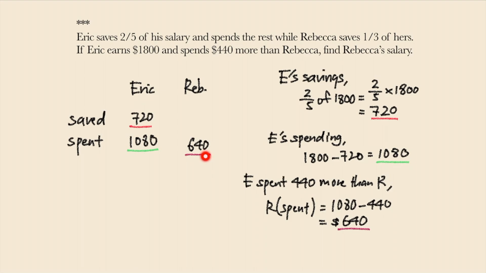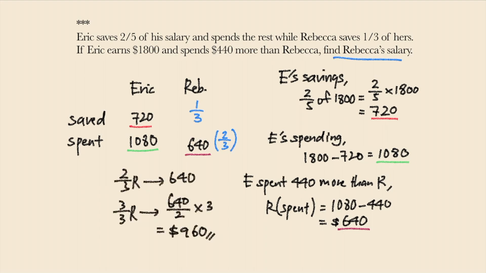Now don't forget, the question told us Rebecca saved 1/3 of her money. So if this is 1/3, doesn't that mean that this is 2/3? If 1/3 was saved, 2/3 was spent. Okay, with that information, we can say 2/3 of Rebecca's money must be 640. Question, what's her salary? We're interested in 3 units then. So that's 640 divided by 2 times 3, that's Rebecca's salary, 960.